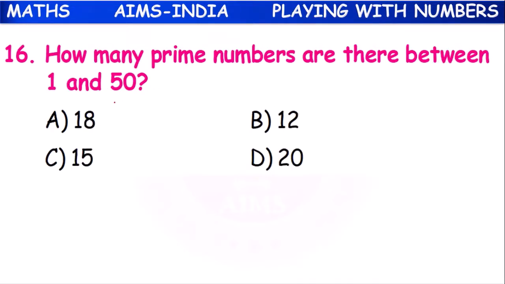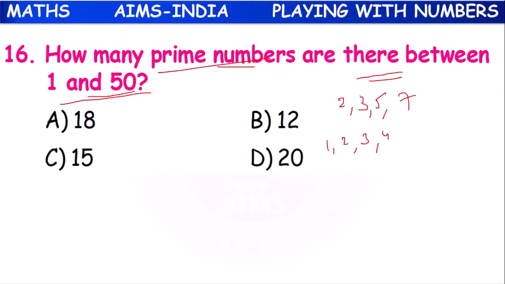Next. How many prime numbers are there between 1 and 50? From the sieve of Eratosthenes method, we can find how many prime numbers there are. If you write prime numbers starting from 2, 2 is a prime number, 3 is a prime number, 5 is a prime number, 7 is a prime number. Or let's write with the help of the sieve of Eratosthenes.